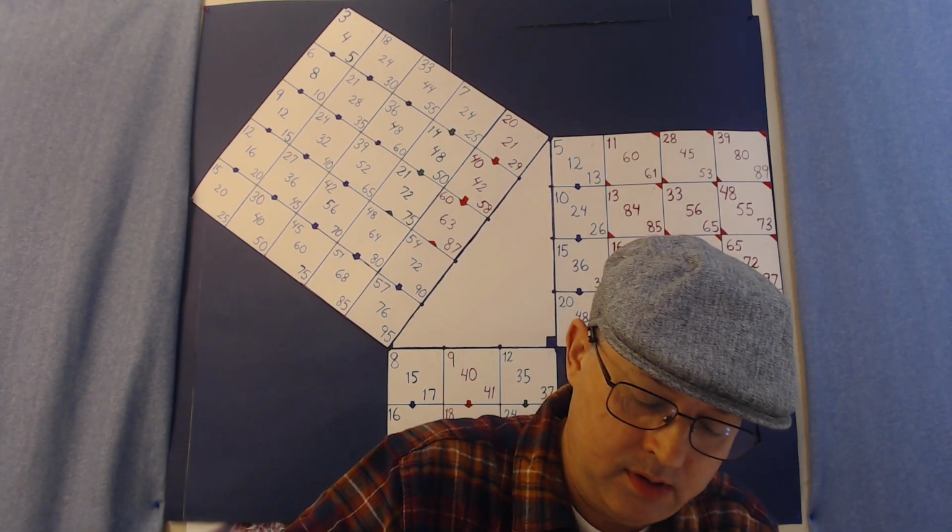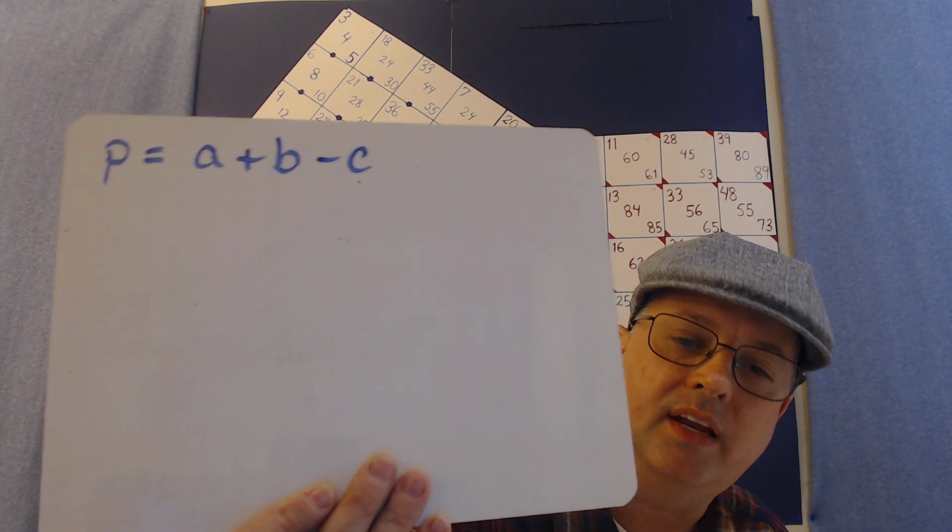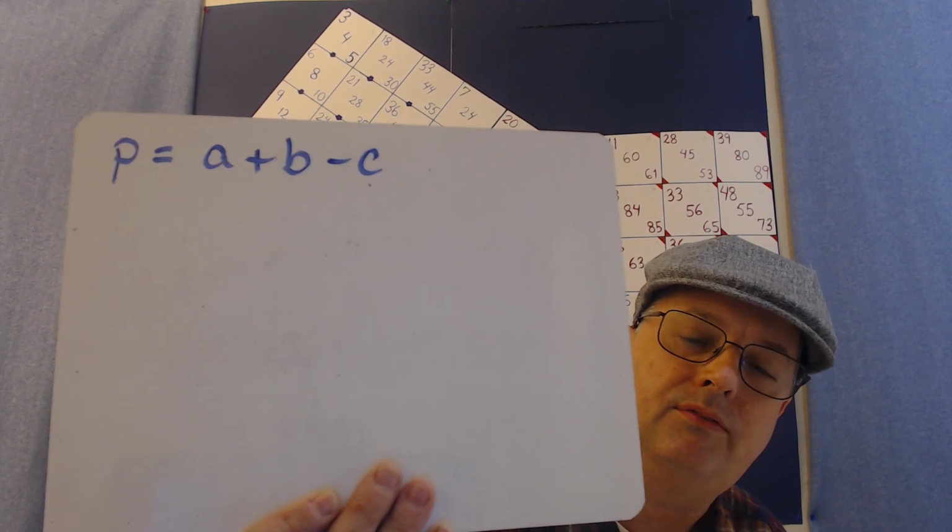Okay, so here's how you figure out the p-value. The p-value is found by taking the A and adding it to the B and minusing the C. That's how you find the p-value. And I believe I did this in a previous video. That's how I found the p-value. Okay, but I didn't elaborate on that much.